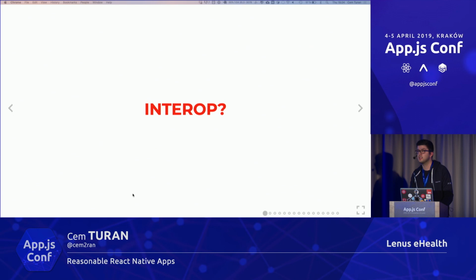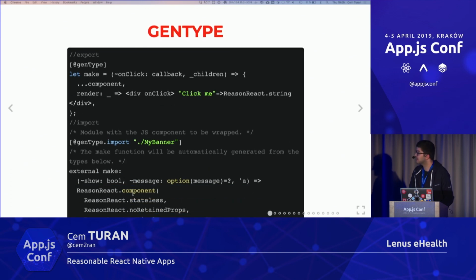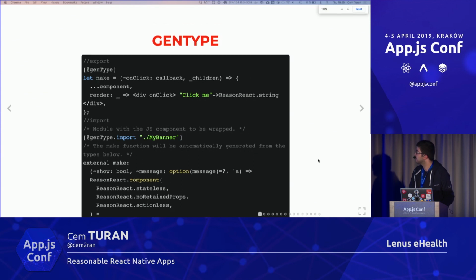So what is the interop story? You don't want to rewrite all npm packages. So this is the latest and greatest way of doing it. This is a project called GenType, which is built by Cristiano from Facebook. And it allows you to basically add this annotation. And this you might also have seen previously with the hooks-based React components.